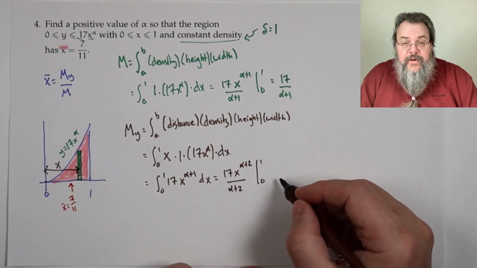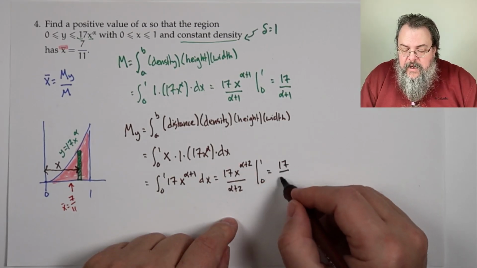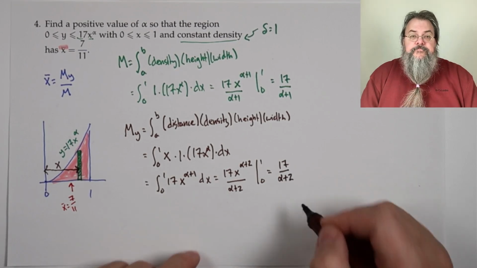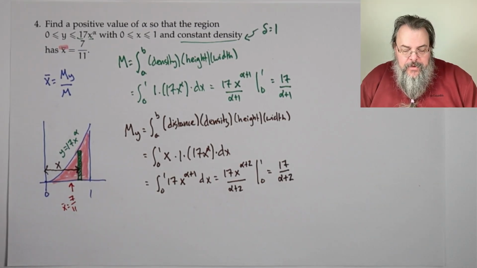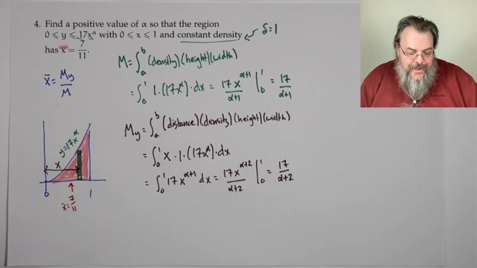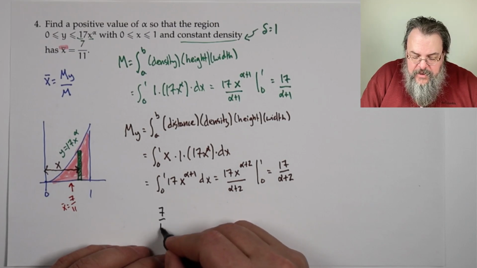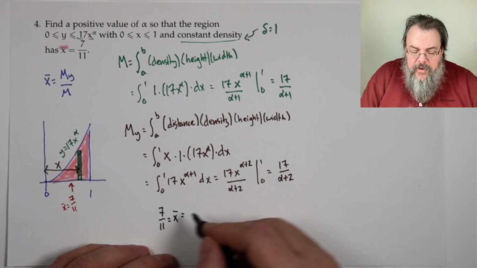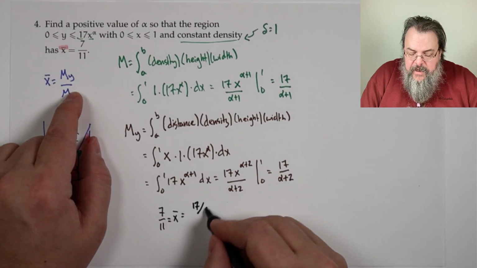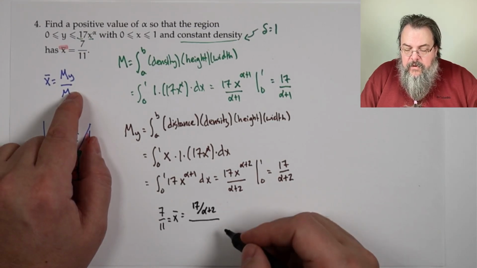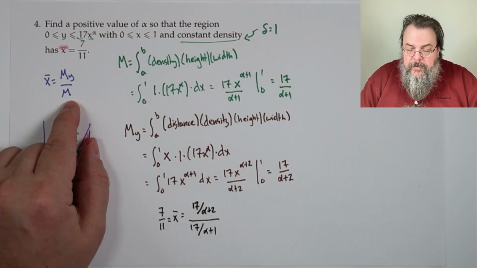And plug in 0, you get 0. Plug in 1, that disappears, and you get 17 over alpha plus 2. Okay, so grand moment of truth. What is x bar? So we're told that 7 over 11 is x bar, but that's equal to our moment, which is 17 divided by alpha plus 2, divided by our mass, which is 17 divided by alpha plus 1.